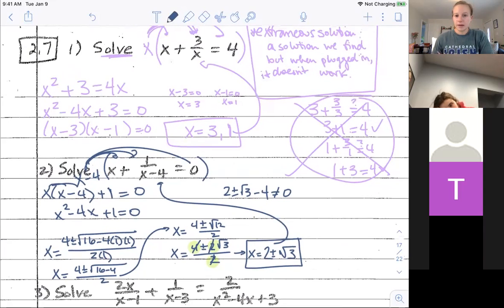Now you might be thinking, okay, Ms. White, you talked about this extraneous solution and we haven't talked about it yet. Well, the next 2 examples both have an extraneous solution. So let's get on to solving those. Any questions so far?